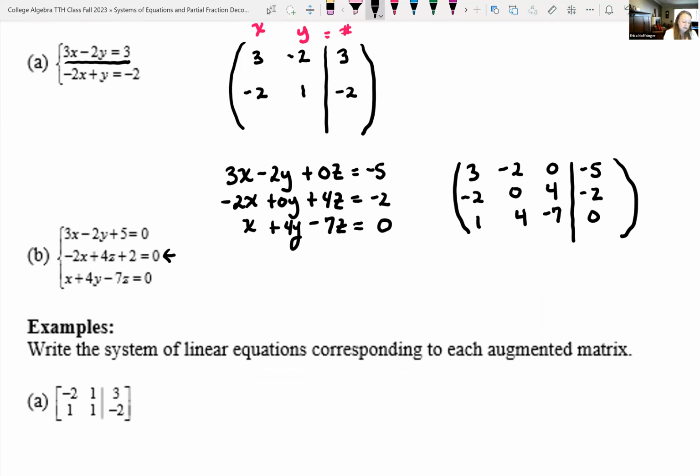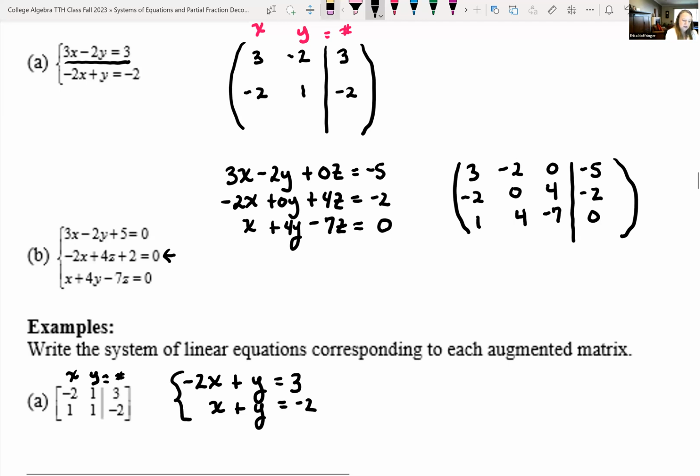So looking at this, we're thinking of the first column as our coefficients of our x terms. The second column is the coefficient of our y terms and then equals some number. So writing out our equation, we have negative 2x plus y is equal to 3. Our second equation, we have 1x, don't have to write the 1, plus 1y, so plus y is equal to negative 2. So these are the equations that are associated with that augmented matrix.